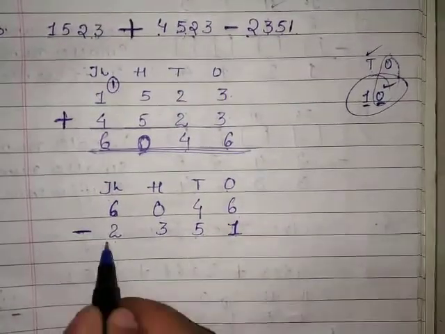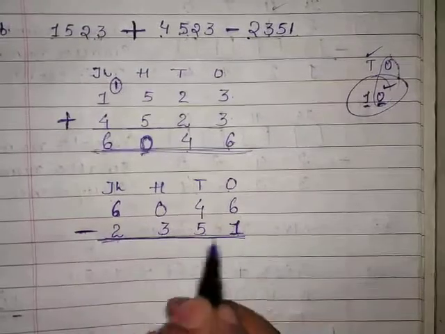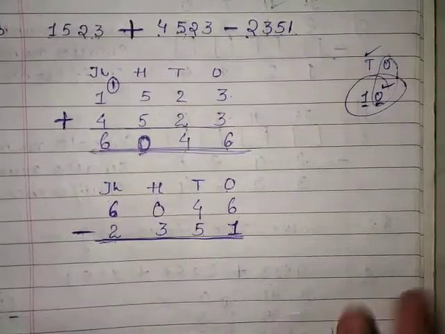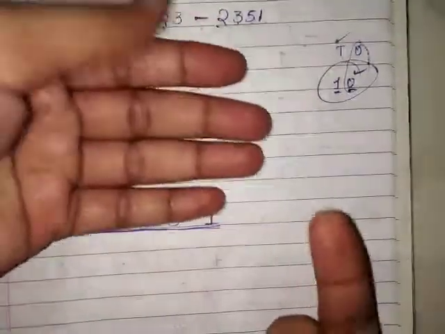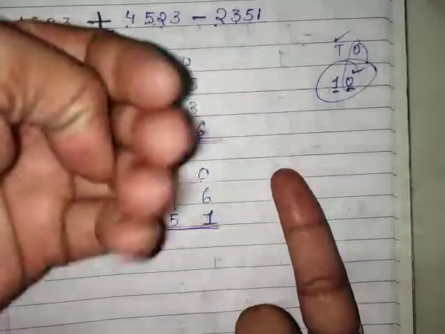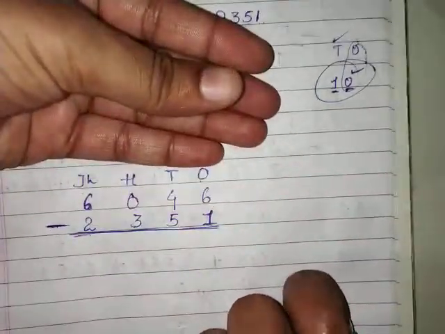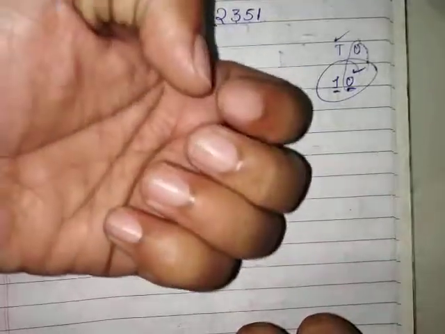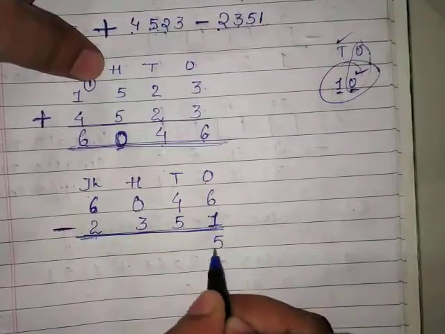Now what we have to do, as this is the sign of subtraction, so we have to do the subtraction here. See, 6 minus 1. So you can see these are 6 fingers: 5 fingers, and this one is the 6th finger. So from these 6 fingers, if we subtract this 1 finger, how many fingers will be left? Only 5 fingers. So here we will write 6 minus 1 will be 5.